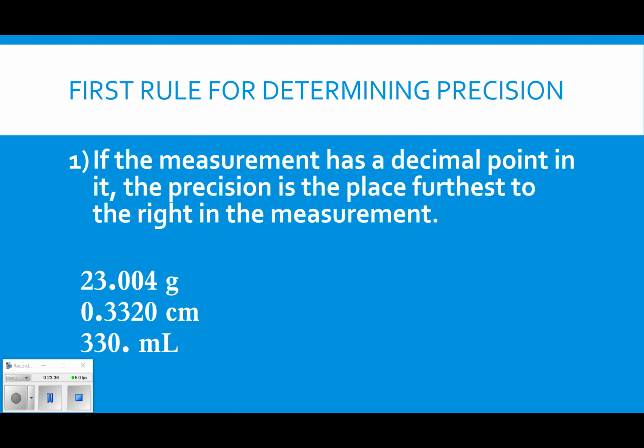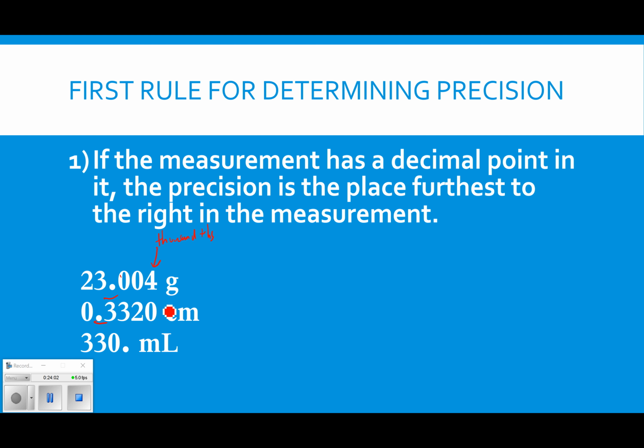Now, rules for determining precision. If our measurement has a decimal point in it, the precision is going to be the place that's farthest to the right in the measurement. So in this case, our precision goes to the last place here because we have that decimal point. And the last place here would be tenths, hundredths, thousandths. So our precision is in the thousandths place.